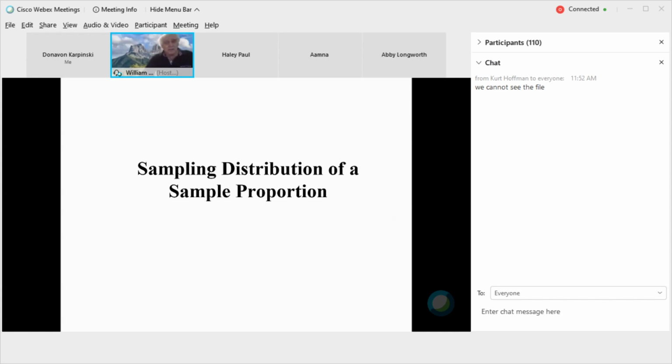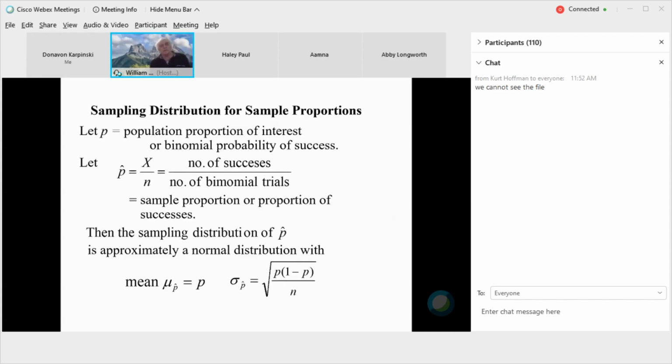The sampling distribution of a sample proportion. Suppose P is the proportion in the population that has a certain characteristic. We take a sample of n observations from that population, and we count the number that have that characteristic. That's X. You can think of each individual case in the sample as either a success or a failure: it's in the group for which we're computing the proportion, or it's not.